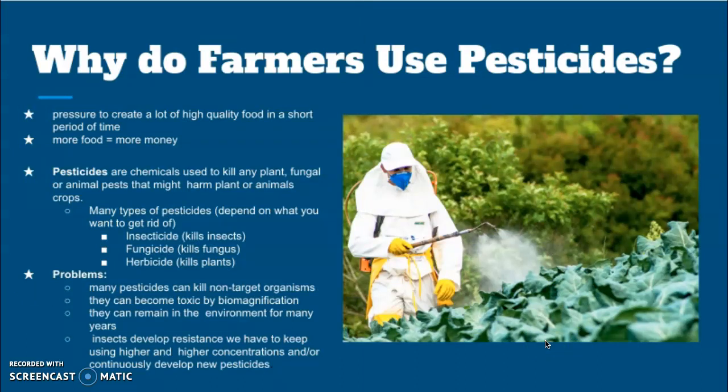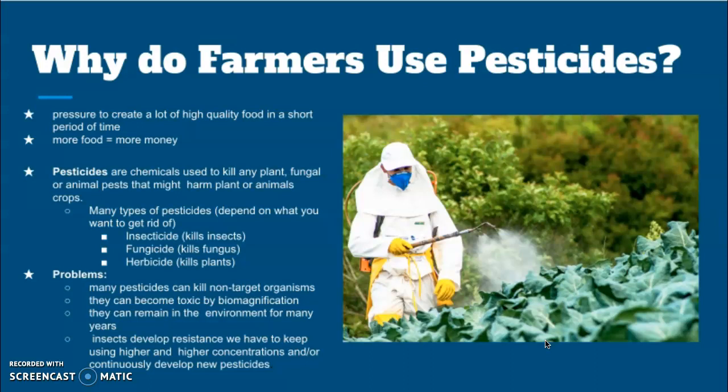Okay, so we asked, why do they use fertilizer? Well, because we're not following the natural cycle of the plants and we're not renewing the nutrients into the soil that we need. So why do they use pesticides? Well, you've got to make a lot of food in a short period of time, and pests eat the food. So a pesticide is any chemical used to kill any plant, fungi, animal, pests that might harm the plants or animal crops. So there's the examples of the pesticides there, the insecticides, fungicides, herbicides. Pesticides is your general term.